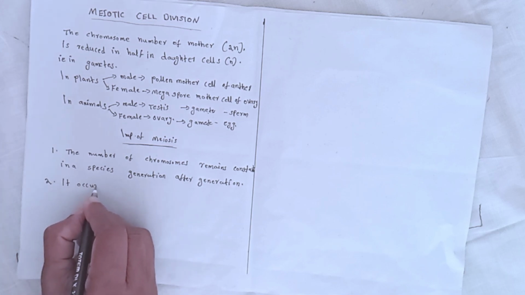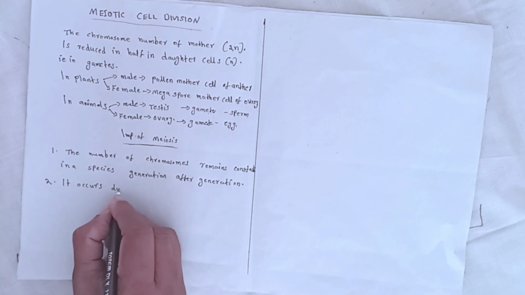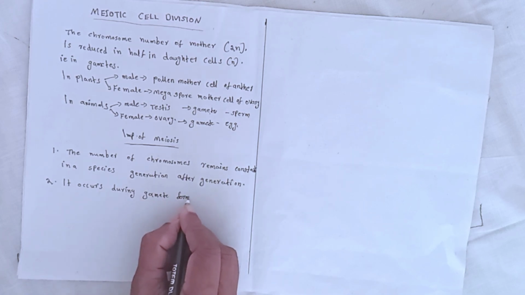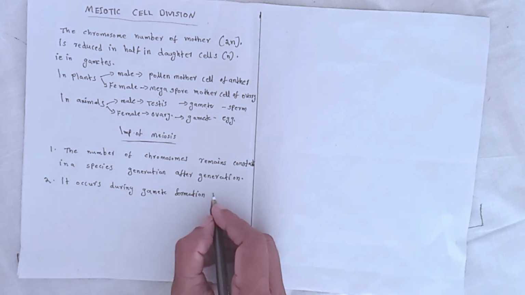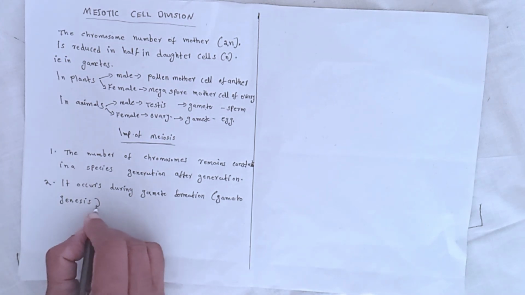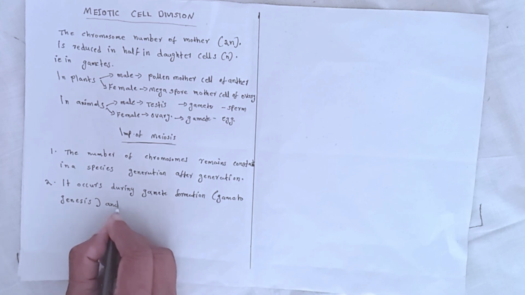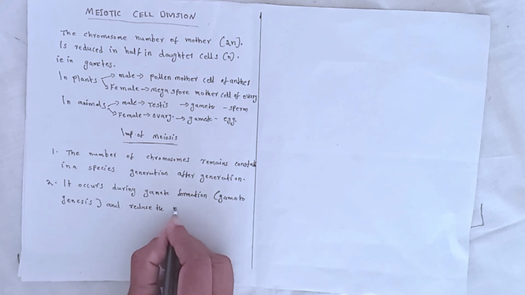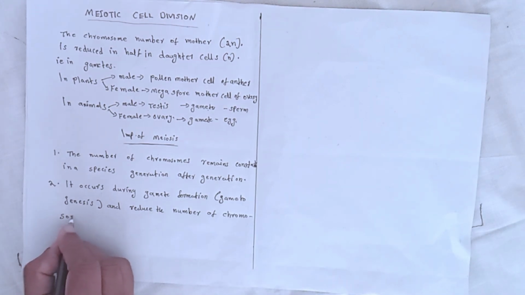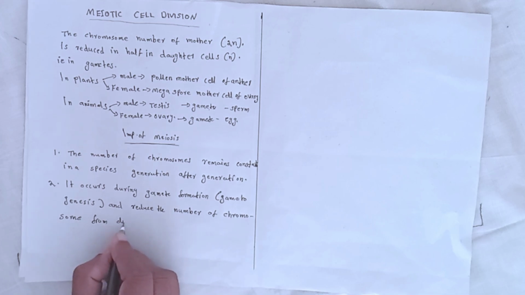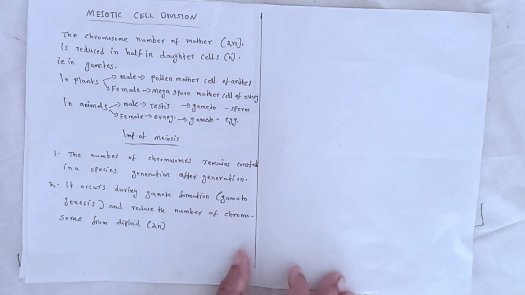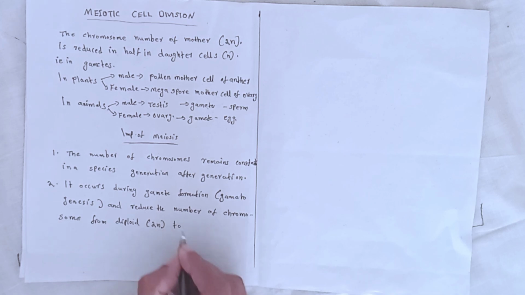Meiosis occurs during gamete formation. The gamete formation is known as gametogenesis. And it reduces the number of chromosomes from diploid, that is 2n, to haploid in gametes.